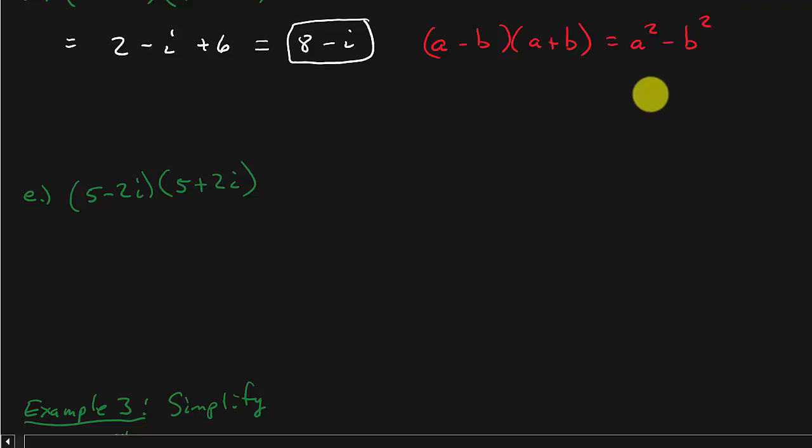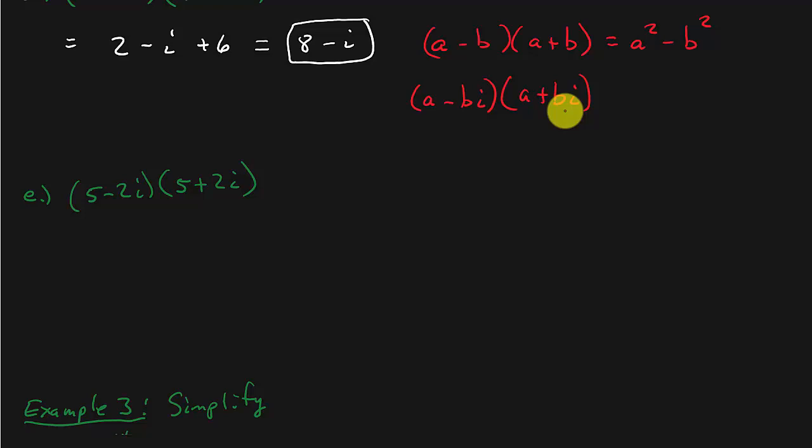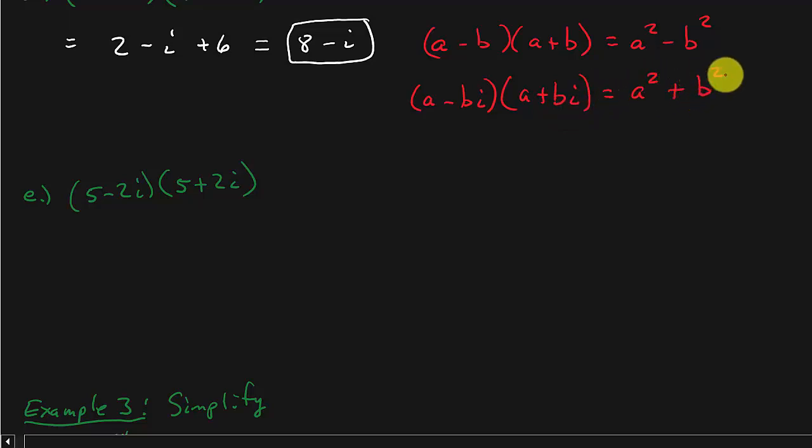All right, so that's what it looks like. Okay, but it's a little bit different. It's this instead. Right? That's what it is instead. A minus bi times a plus bi. Well, guess what? This has a formula also. Okay? And it is a squared plus b squared. All right? So that makes it a lot easier. We don't need to FOIL it out. We can just use the formula here.